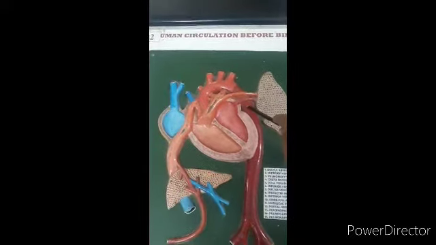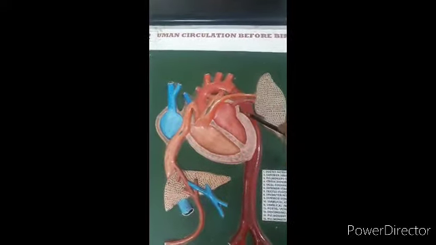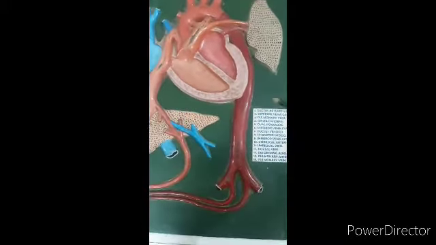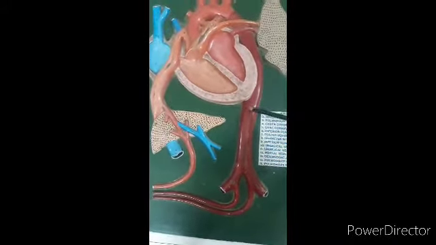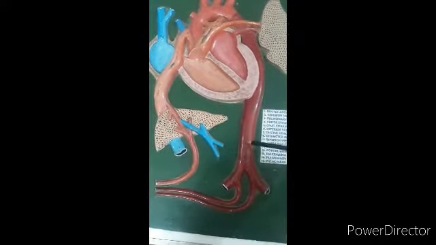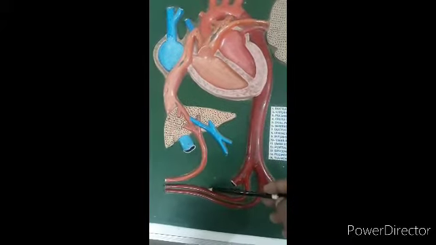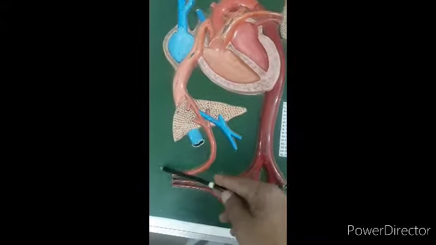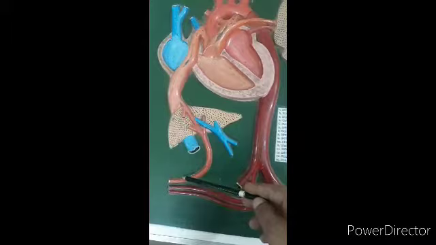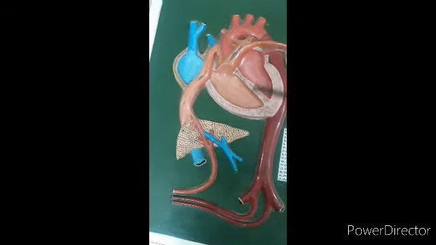So much of the blood of the aorta is carried by the umbilical arteries and goes to the placenta, where it is again oxygenated and returned to the heart through that circulation.